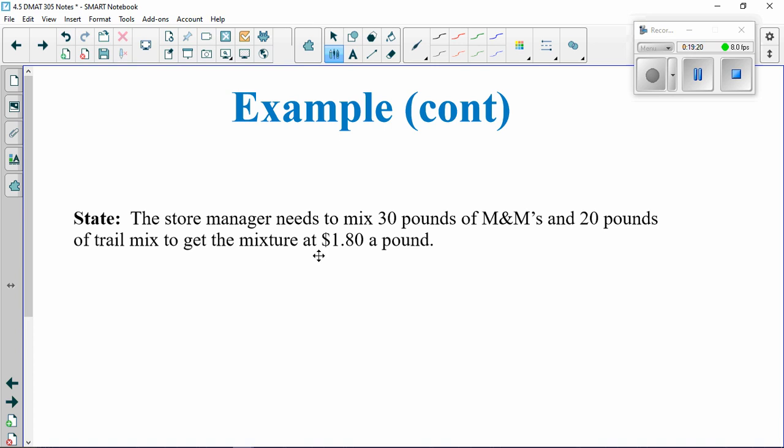When you're doing this in my math lab, it's going to ask you for both. Make sure you don't reverse them when you plug it in, because if you said 20 pounds of M&Ms and 30 pounds of trail mix, you will get it wrong. Even though you did the math right, you plugged it in incorrectly, so be very careful.